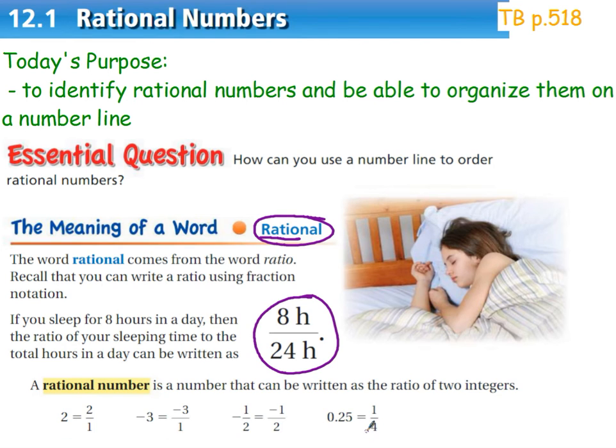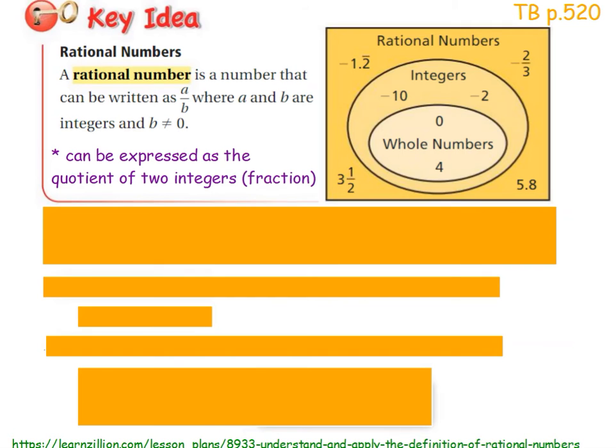So anytime you could write a number as a ratio, that would be considered a rational number. So a whole number could be written over 1, whether it's positive or negative. And then decimals can also be written as fractions as well. So first thing we want to talk about is that a rational number is a number that can be written as a over b, where a and b are integers and b is not equal to 0. So basically what this means is it can be expressed as a quotient of two integers or written as a fraction.